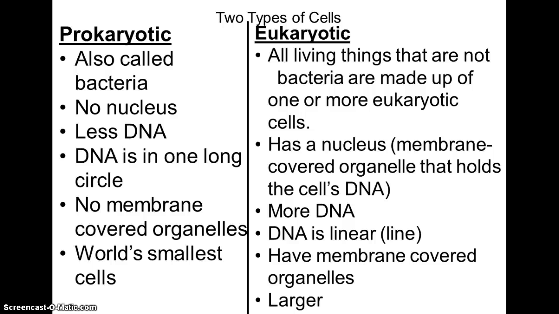So that's prokaryotic cells. Eukaryotic cells are the kind of cells that you have. You have eukaryotic cells. These are all living things that are not bacteria. So all plants and animals are eukaryotic. They have a nucleus, which is a membrane-covered structure that holds in the DNA. It acts like the control center for the cell. They also have more DNA, and their DNA is linear or in a line. They have membrane-covered organelles, and they're larger.